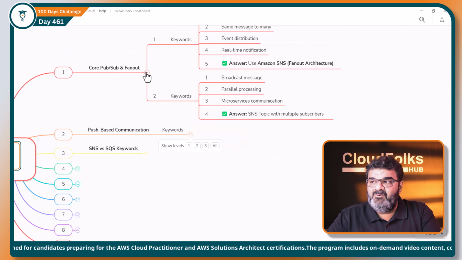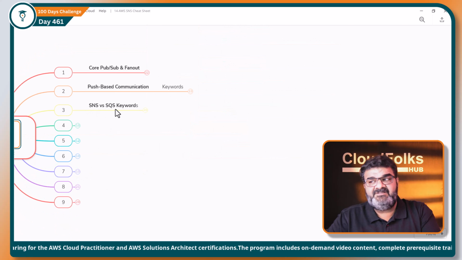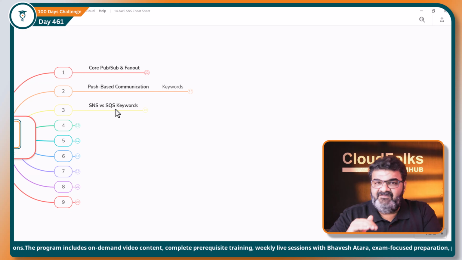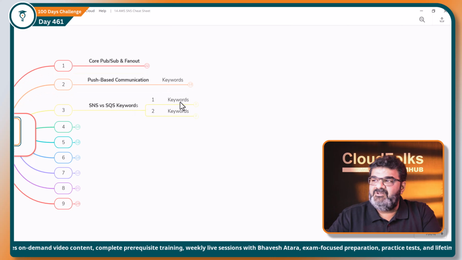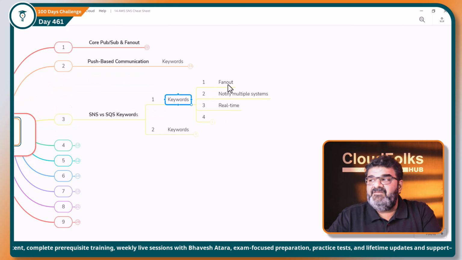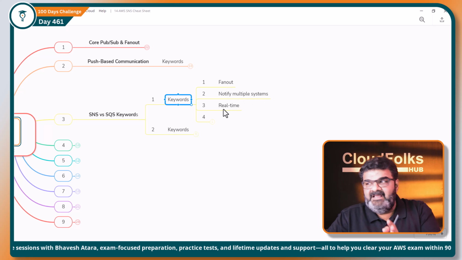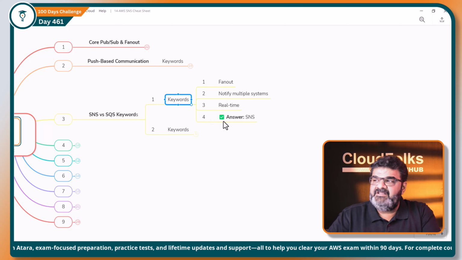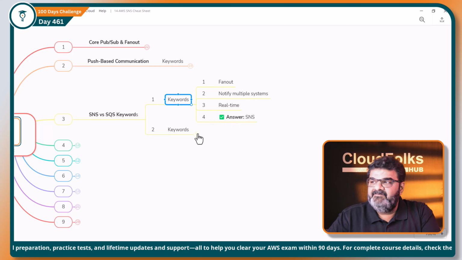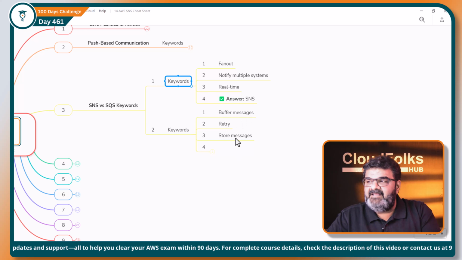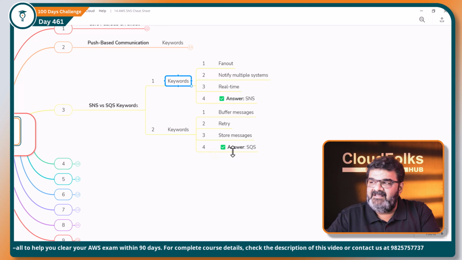Then we have questions related to SNS versus SQS as well. This is always confusing, like when we can choose SNS and when we can choose SQS, right? So here we have keywords. If the keyword is fan out, notify multiple systems, and we want real-time communication, then the answer would be SNS. If the keyword is buffer messages, retry, store messages, then the answer would be SQS, right?